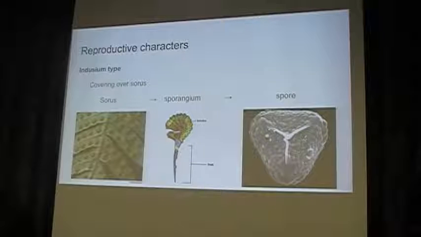So that sorus that we talked about earlier, it gets a little more complicated. You can have a covering over the sorus. It's called an indusium. Just to review, when we look on the underside of the leaf, these are leptosporangiate ferns, so on the underside of the leaf, we find little clusters or aggregations of sporangia. Each of those little clusters is called a sorus, plural sori. Each sorus is made up of a bunch of sporangia, and each sporangium is making a bunch of spores. So the indusium is a covering over the sorus, over this big cluster of sporangia.